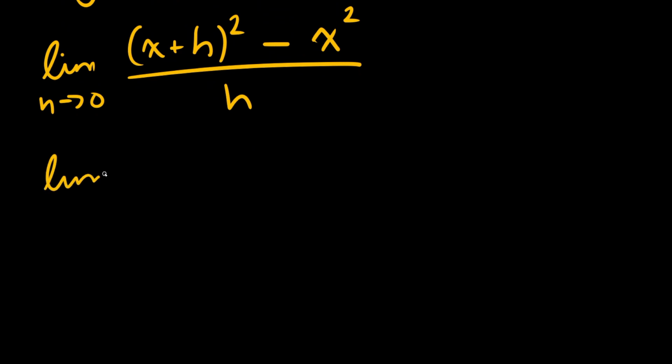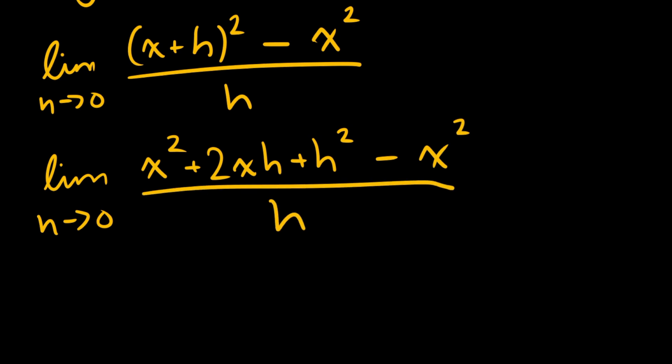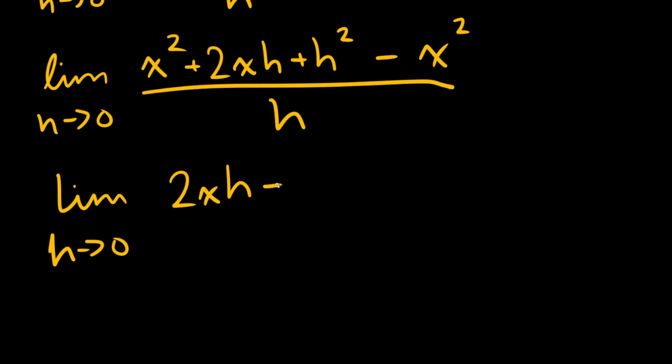So you're going to want to expand x plus h squared. You would get x squared plus 2xh plus h squared. Then we have minus x squared, all divided by h. So here we have plus x squared minus x squared. So h approaches 0. The x squares will cancel out. You get 2xh plus h squared, all divided by h.